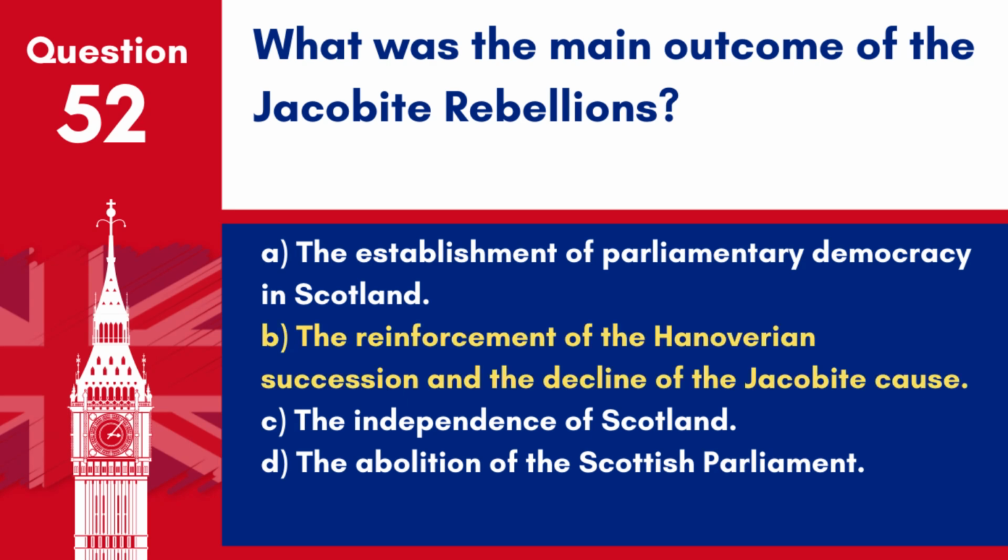Answer: B. The reinforcement of the Hanoverian succession and the decline of the Jacobite cause. The Jacobite rebellions, particularly the last significant one in 1745, ended in failure, which reinforced the Hanoverian succession to the British throne and led to the decline of the Jacobite cause.